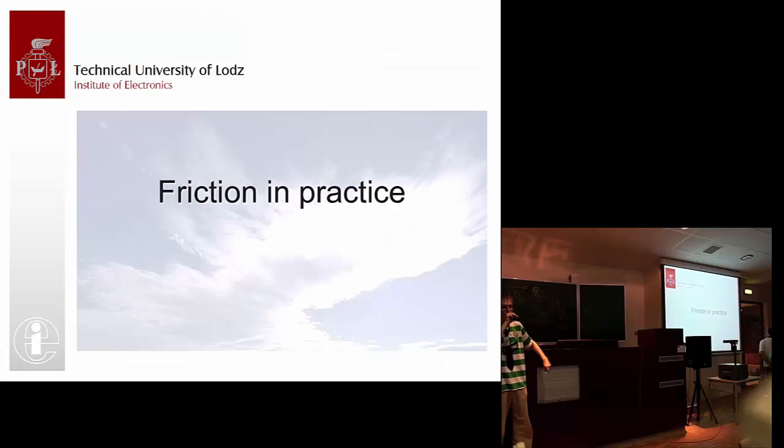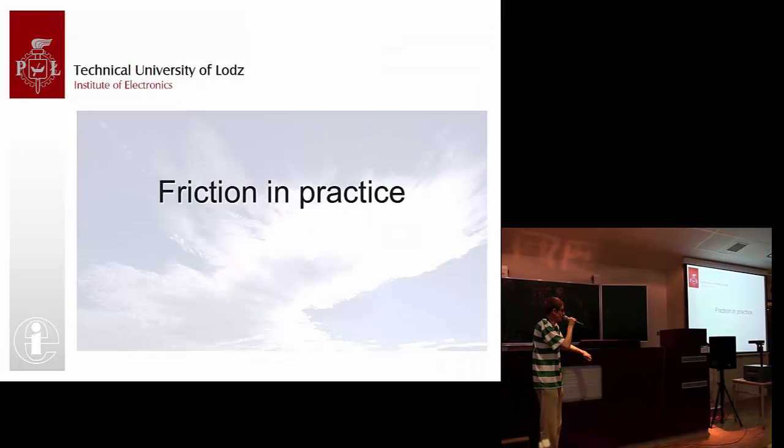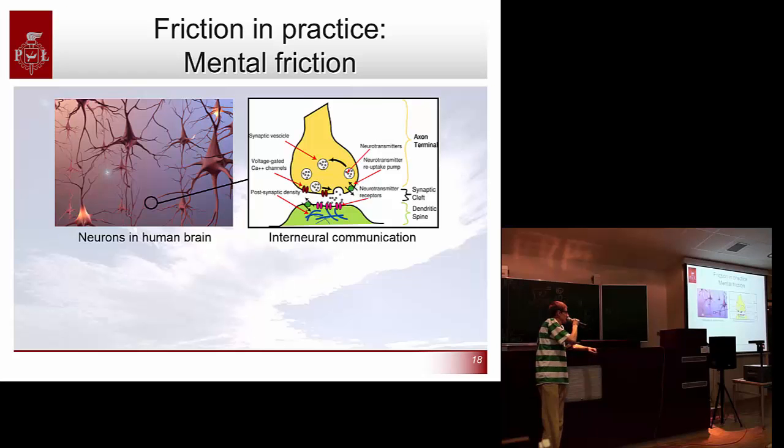Okay, now I move on to the next part of the presentation, which is friction in practice. Everyone has a brain in their head, usually. And the neurons need to communicate between themselves. This is a very important topic, it's very scientific, please listen. They can communicate between themselves, this one and this one, using electricity or chemical carriers.